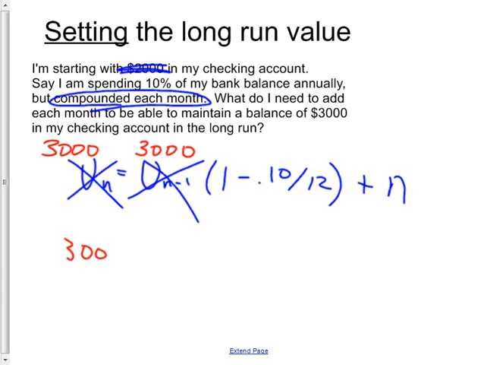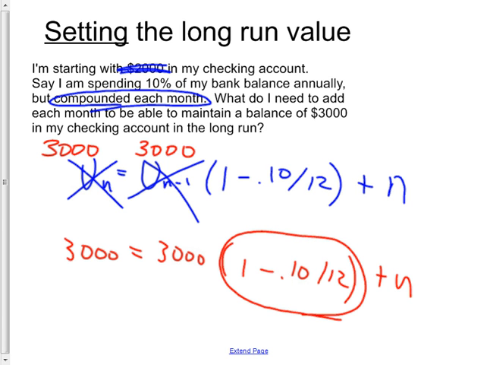So it's 3,000 equals 3,000 times 1 minus 0.10 divided by 12 plus n. If this part was on a calculator, it'd be really easy, and I'd times that by 3,000. Let me go off to the side, grab my calculator, and do that quick. I get 3,000 equals 2,975 plus n. So I'm going to subtract 2,975 from 3,000. You get 25 bucks.